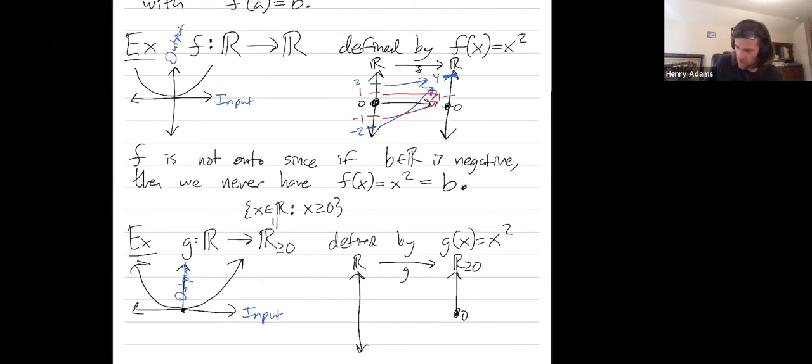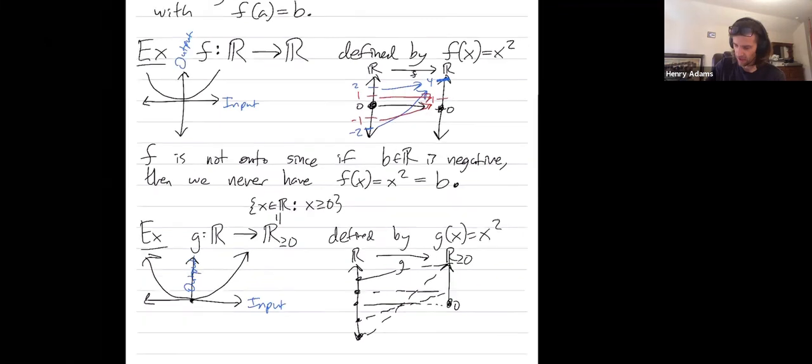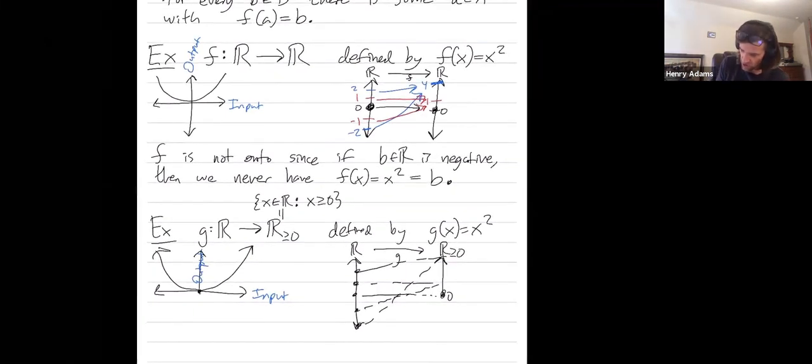All right. So in sort of the same folding pattern that I had before, right? 0 maps here, 1 maps here, and -1 maps there. 2 maps to 4, and -2 also maps to 4. So again, this real line on the left gets folded over on itself and stretched out. But now we hit every possible output. We hit every possible non-negative number. Every non-negative number is the square of a real number. So g, by contrast, is onto.